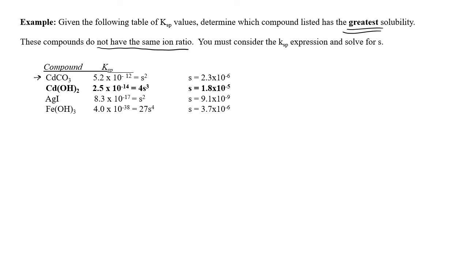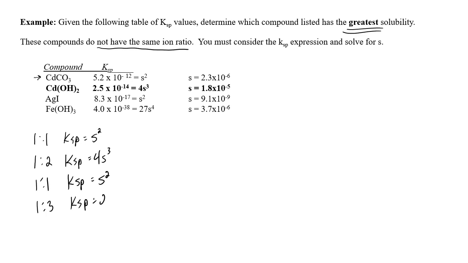So hopefully at this point, you can see that anything with a 1-to-1 ratio has a KSP expression that's S squared. A 1-to-2 ratio, KSP will be 4S cubed. Now, if you have to set up a RICE box and write your equilibrium expression to see this, go ahead and do it. If you have a 1-to-1, KSP is S squared. If you have a 1-to-3, then your KSP is going to be 27S to the fourth.